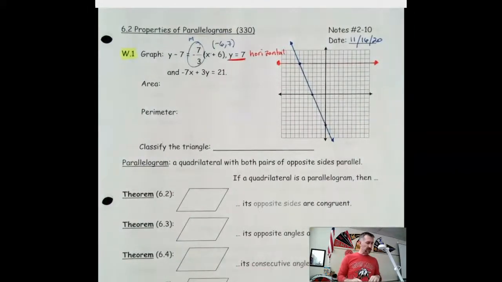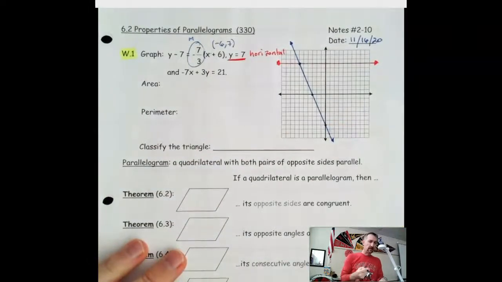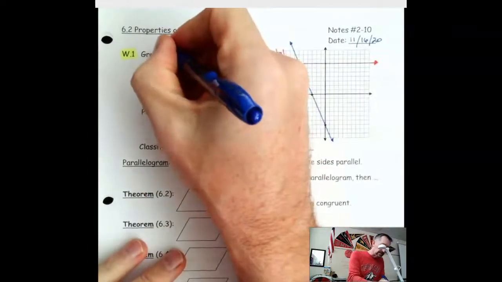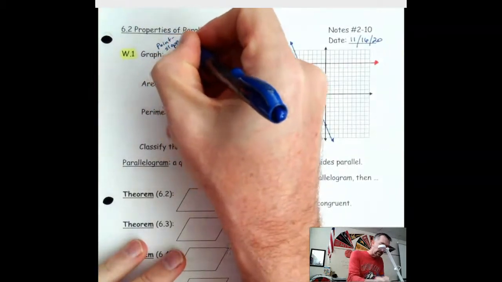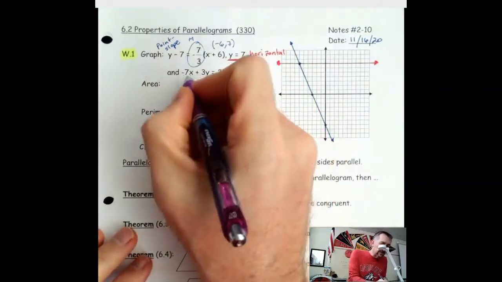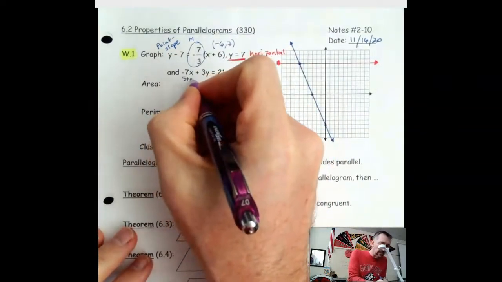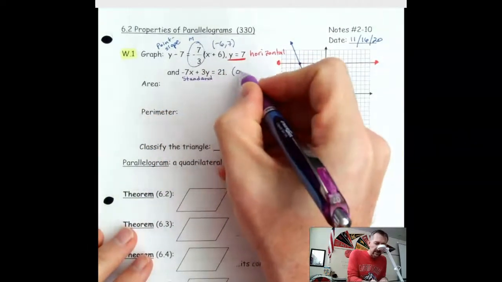So that last one, that's in standard form. We could write these down. That's in point slope, a pretty sophisticated name, because it's a point and a slope. This one is in standard form, and that's good for finding the x and the y intercepts.